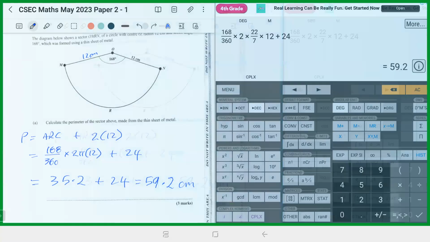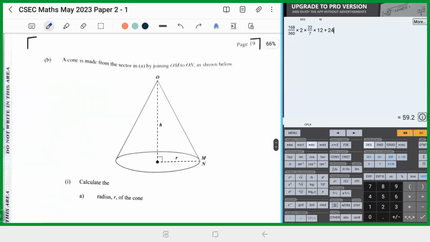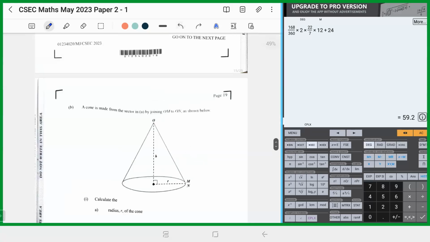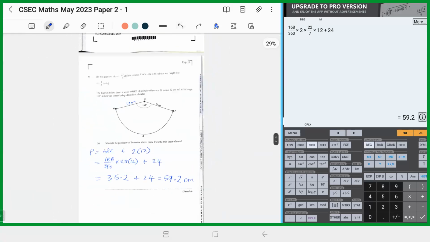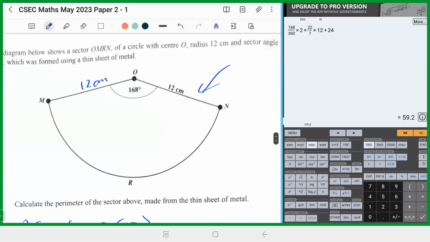The next part says a cone is made from the sector by joining OM and ON as shown below. So they form the cone from the sector. This is really the net of a cone. The net of a cone is basically like you take a cone and you flatten it out. That's what the net is.